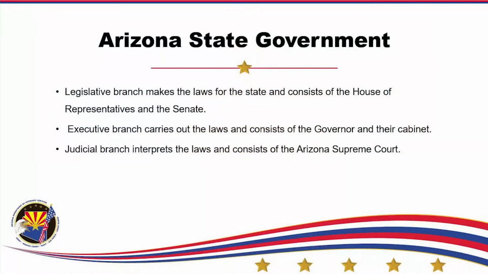The U.S. Constitution mandates that all states uphold a republican form of government, although the three-branch structure is not required. Although not required, all state governments are modeled after the federal government and consist of three branches as well. For the state of Arizona, we have the legislative branch, which makes the laws for the state and consists of the State House of Representatives and State Senate, the executive branch, which carries out the laws and consists of the governor and their cabinet, and the judicial branch, which interprets the laws and consists of the Arizona Supreme Court.